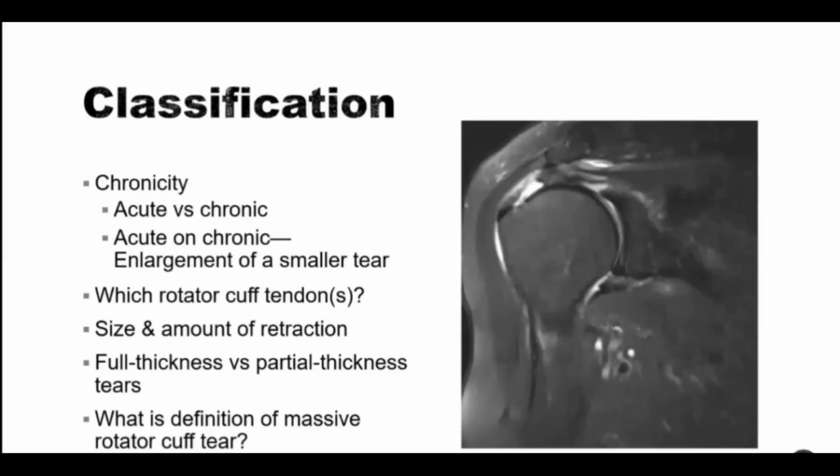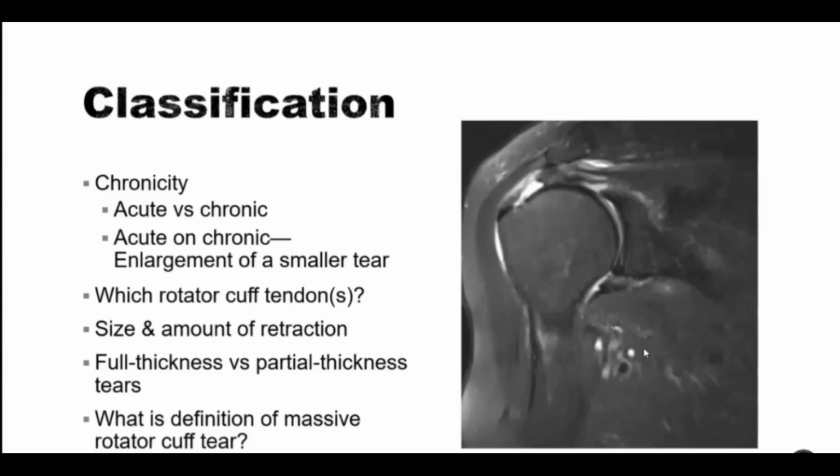So there are several ways to classify rotator cuff tears: acute versus chronic, acute on chronic, which is enlargement of a smaller tear. Which rotator cuff tendons, right? Is it just one? Are there multiple tendons involved? And then the size and amount of retraction, is it full thickness versus partial thickness? And what's the definition of massive rotator cuff tear? So we're going to touch on that in the next slide.